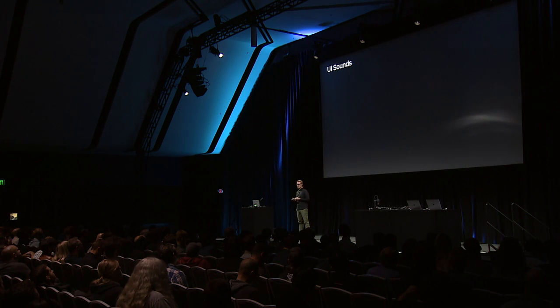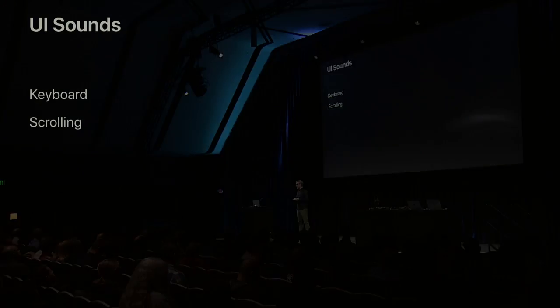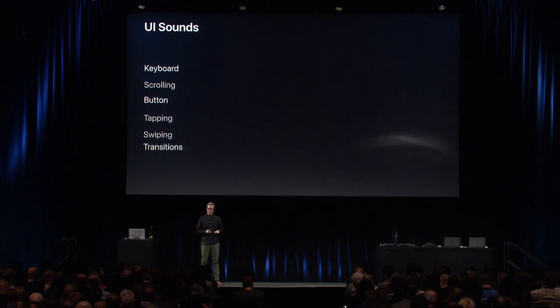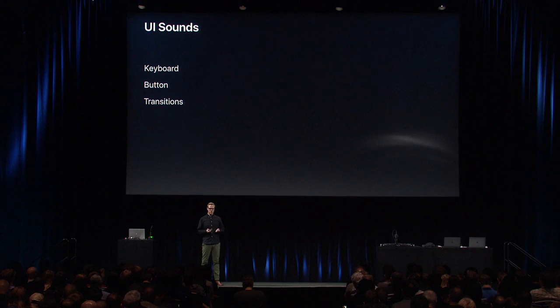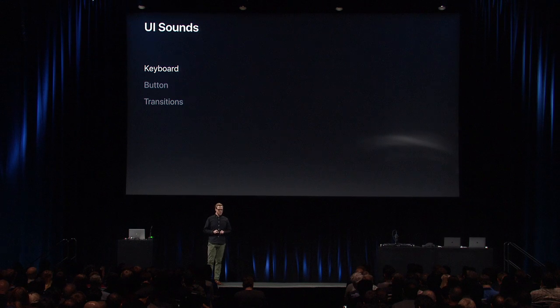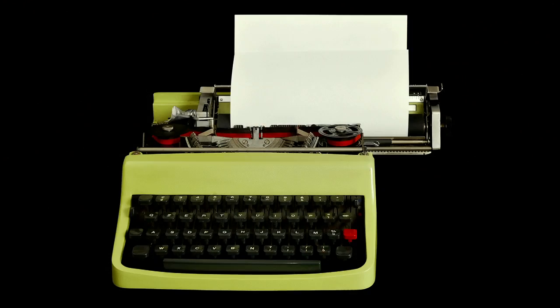So UI sounds are things like keyboard sounds, scrolling sounds, pressing a button, tapping, swiping, or any kind of transitions. Now I want to focus on three of these and see how we approach them in our own devices. Let's start with the keyboard sound. Now, following our previous design strategy, we may want to start by recording some actual keyboards, like an old typewriter.